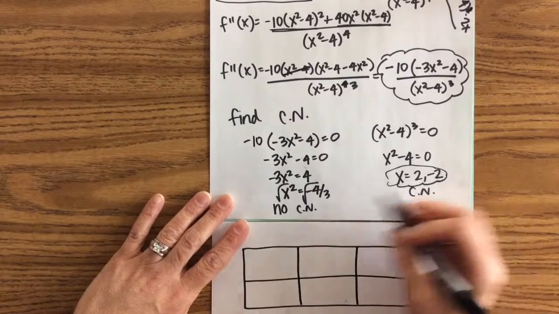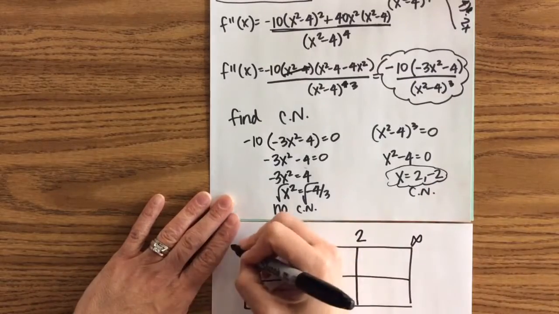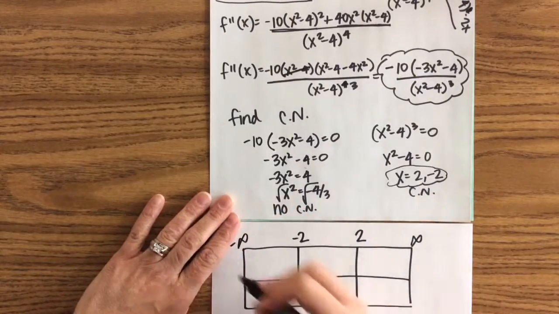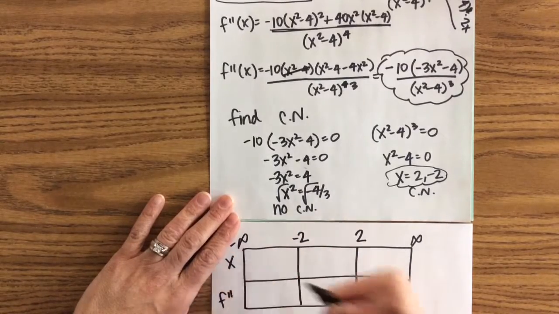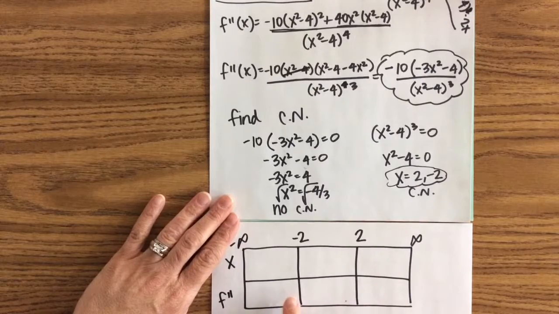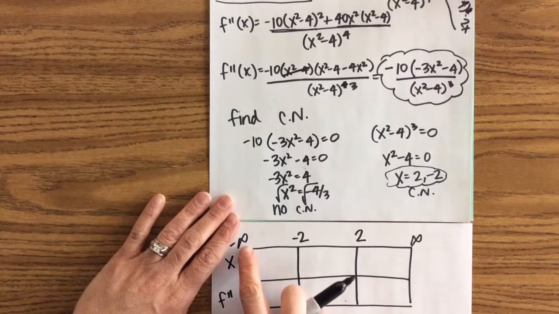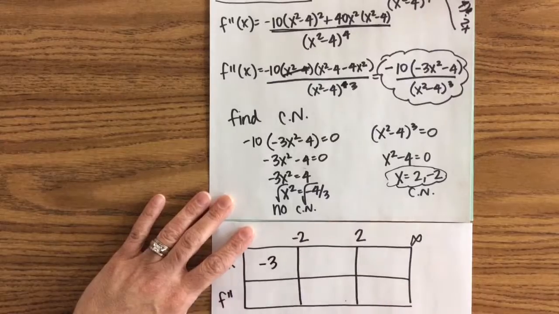And my lowest is -2. My highest is 2. The end of my table would be -infinity and infinity. I get to pick my own x values to test. And I'm looking to see what the second derivative value is, because if it's positive, it's concave up. If it's negative, it's concave down. So what number do you like between -infinity and -2? I'm going to pick -3.